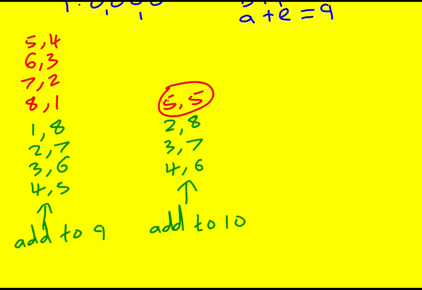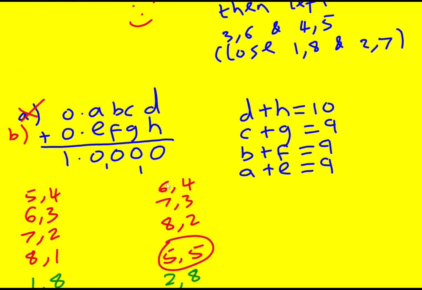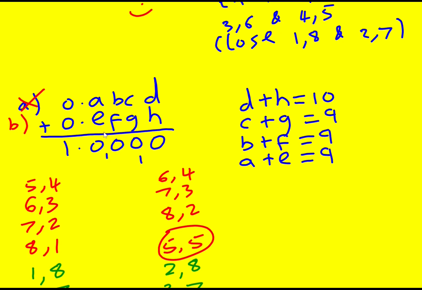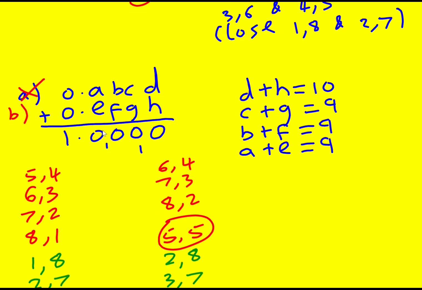And here, okay, if I swap 5, 5 around, it will look the same, but I've got 8, 2, 7, 3, and 6, 4. So there are 1, 2, 3, 4, 5, 6, 7, 8 ways that I can add my numbers to 9, and 1, 2, 3, 4, 5, 6, 7 ways that I can add them to 10. So let's take a look at this. If I'm picking A and E to add to 9, then there's going to be 8 options.